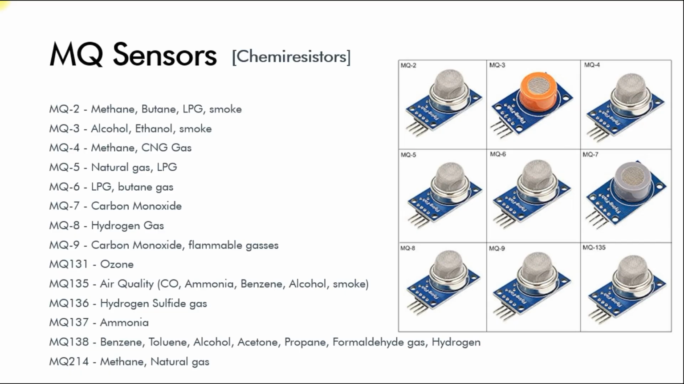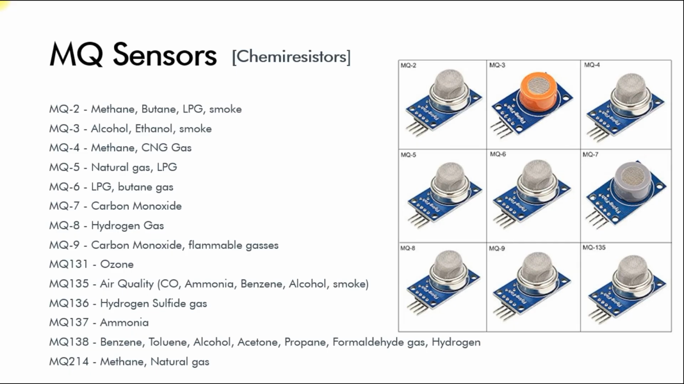This is MQ2 and this is MQ3, MQ4, and they look the same, but they identify different gases. It may be a flammable gas or a toxic gas, or a combination of different gases. So it is identifying the air resistance.